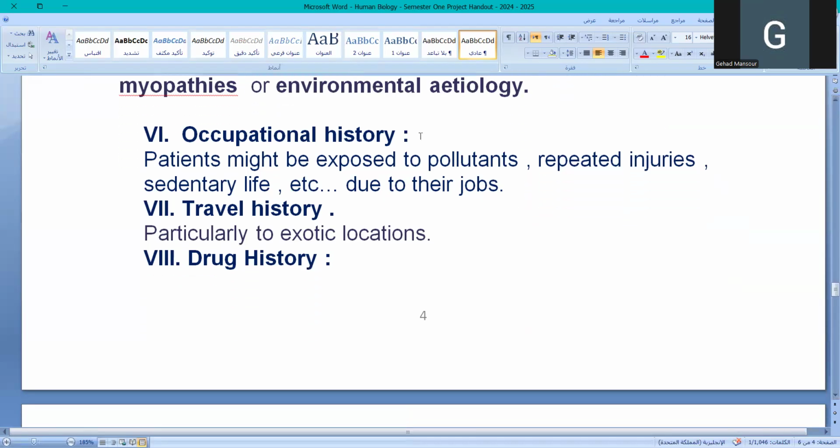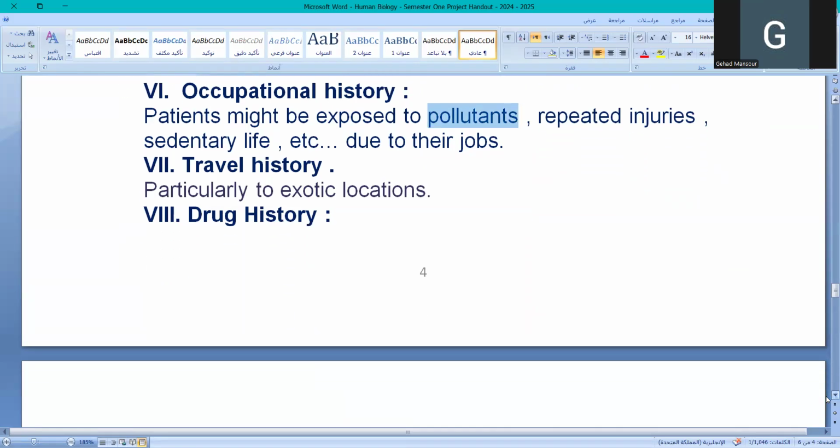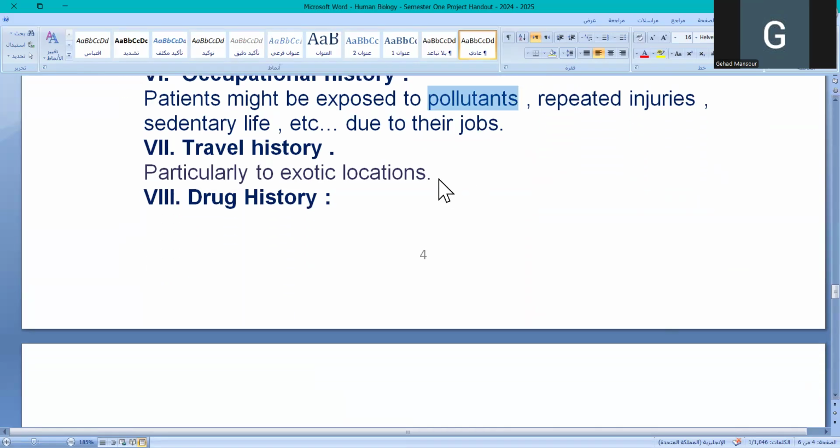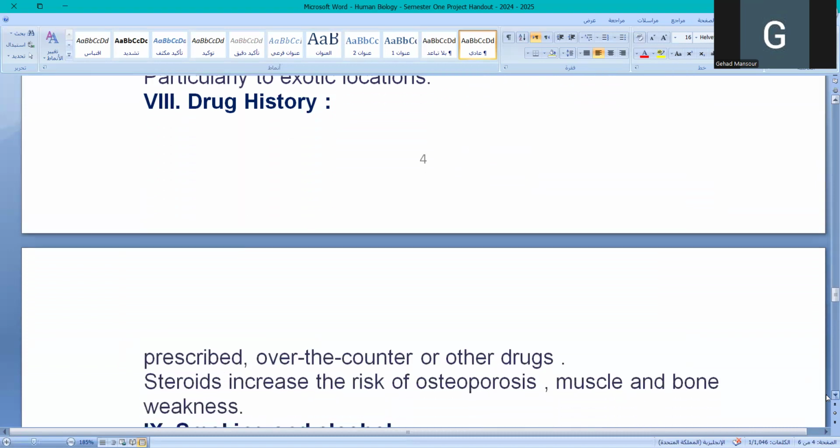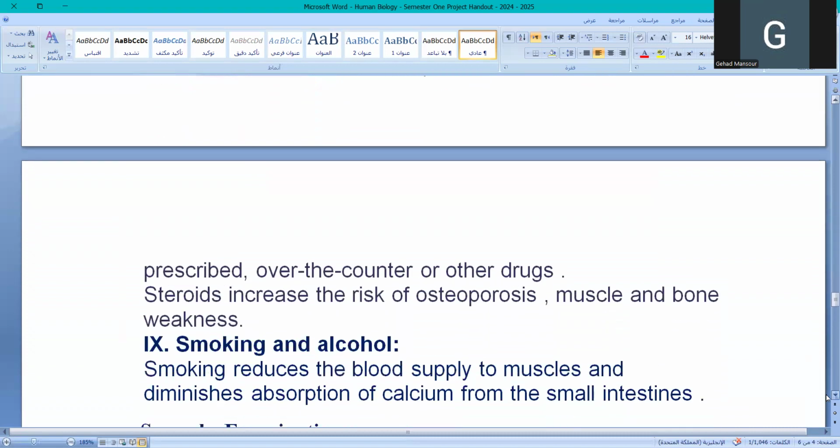The patient's job or the occupational history is important, as we said before, because sport players are exposed to repeated injuries. People living in poor rural areas or even urban areas that contain factories might be exposed to pollutants. Travel history is also important because it might be the clue to a certain rare infection, for example. And as we said before, the drug history might be put under the medical history.